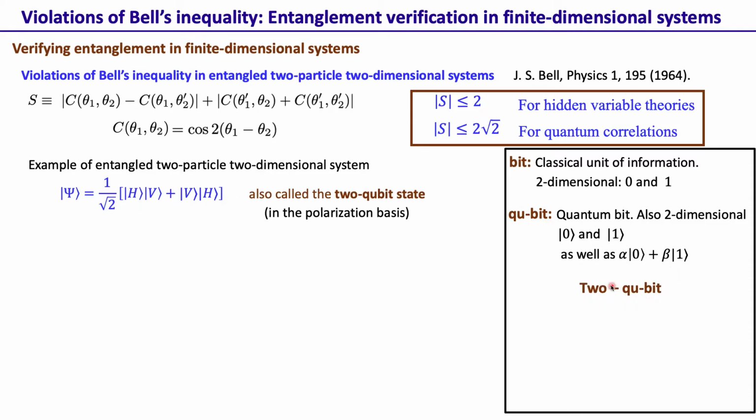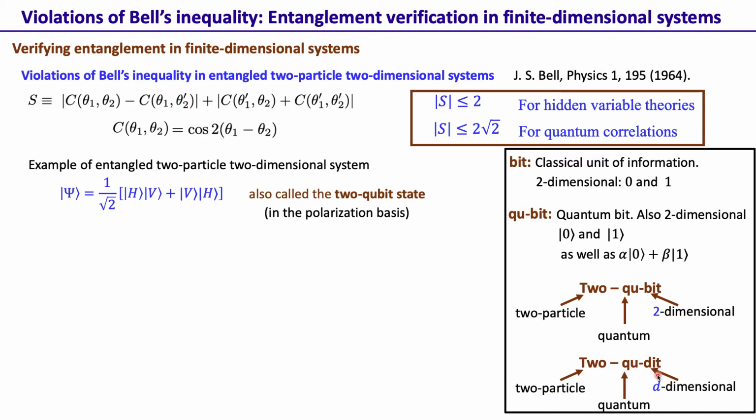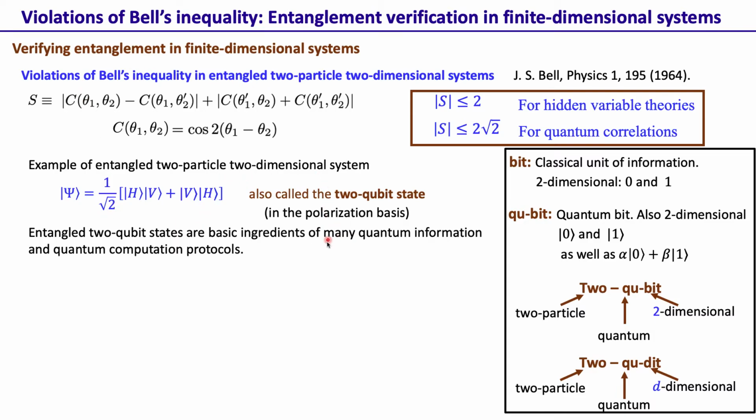When we say 2 qubit, we mean that we have two different particles. Q of course is for quantum, bit is for two dimensional. When we say 2 qudit, again 2 is for two particle, q is quantum, and d means a d-dimensional system. So this Bell inequality that we have studied, that is for the two particle two-dimensional system.